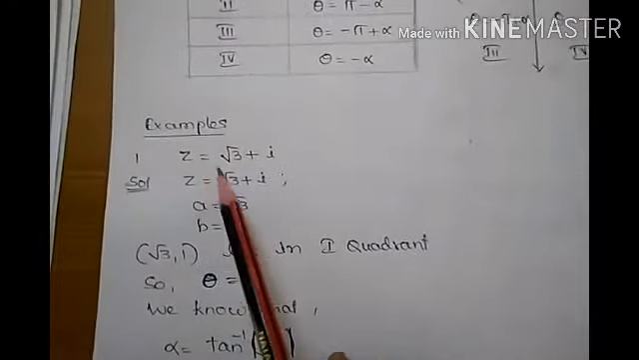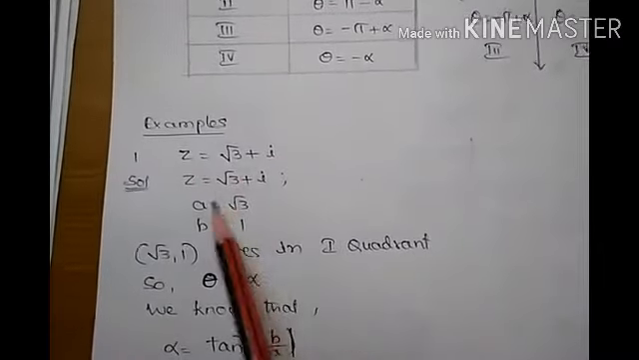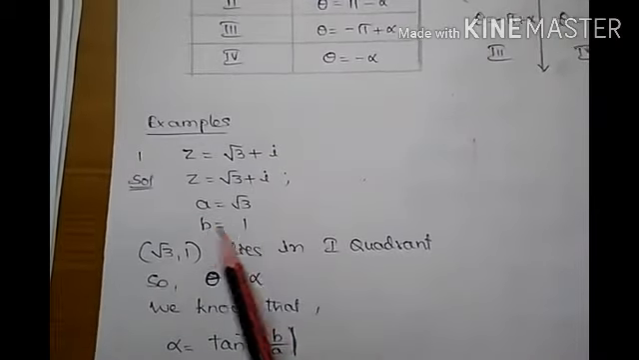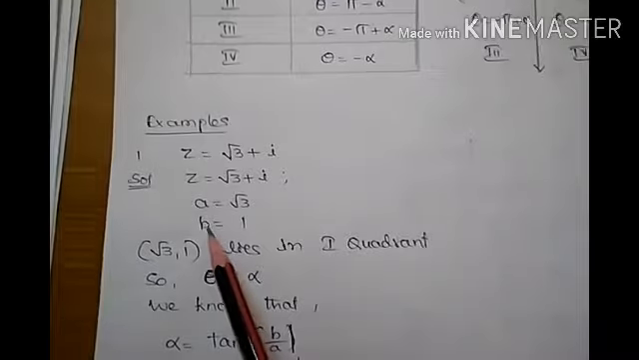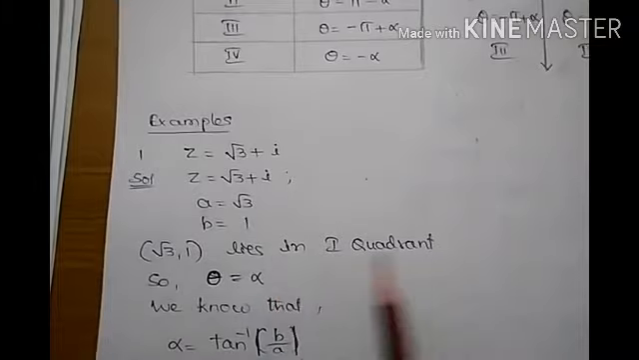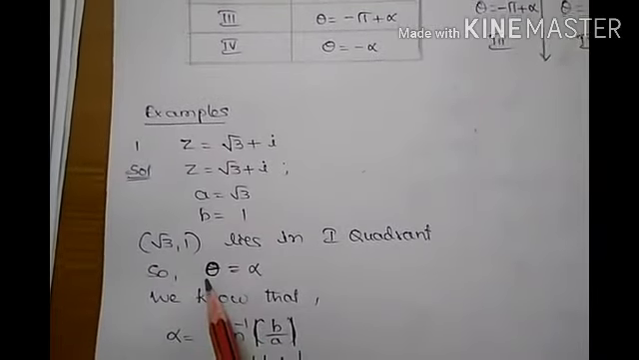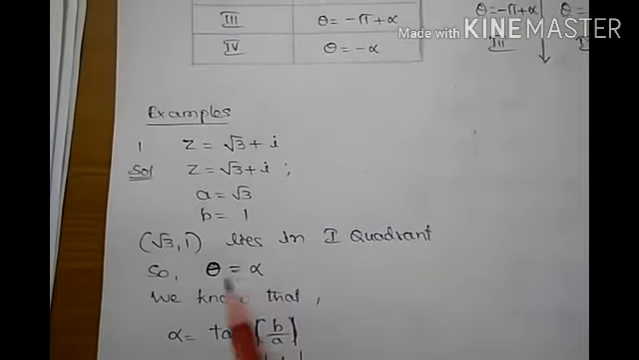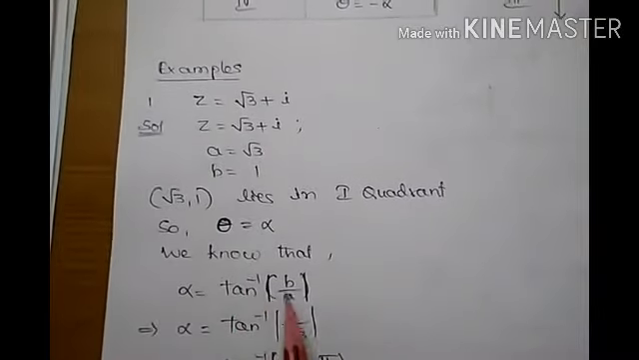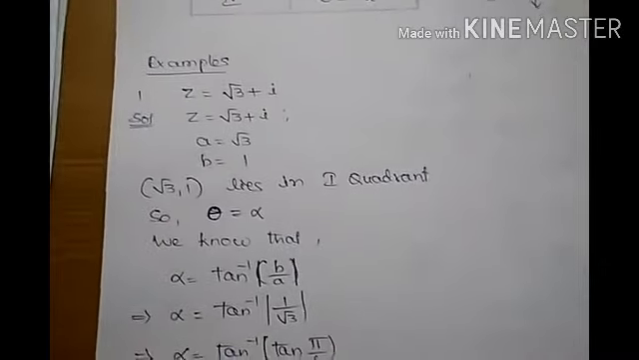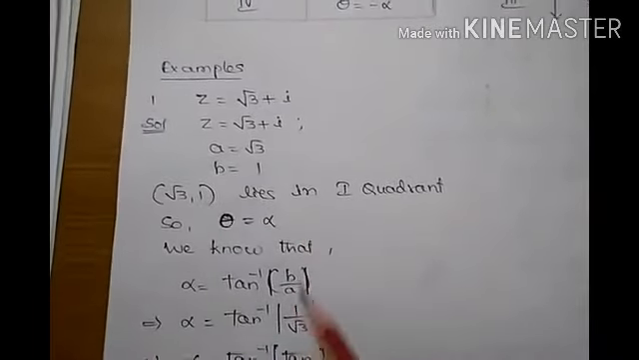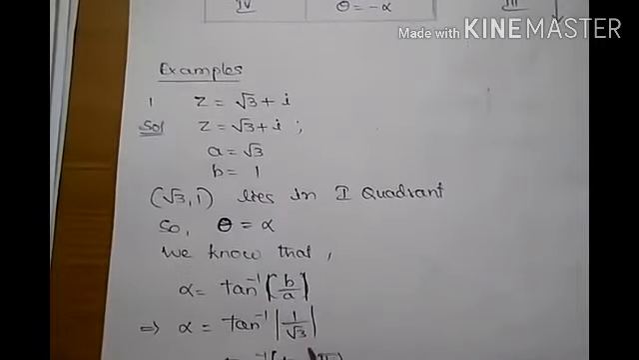First example, z equal to root 3 plus i. Here a equal to root 3, that means the real part is root 3, and the imaginary part b is 1. Both are positive. So the point root 3 comma 1 lies in the first quadrant. In the first quadrant, what is the argument of z? Theta equal to alpha. We know that alpha equal to tan inverse of modulus of b by a. That implies alpha equal to tan inverse of 1 by root 3, modulus of 1 by root 3.